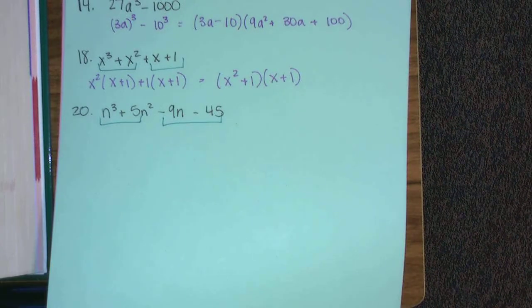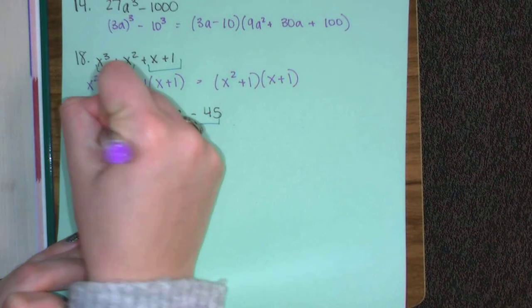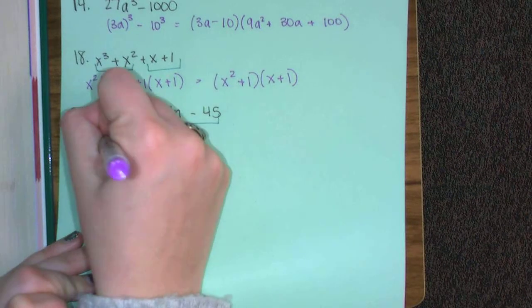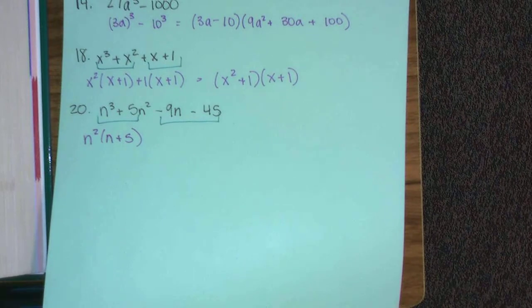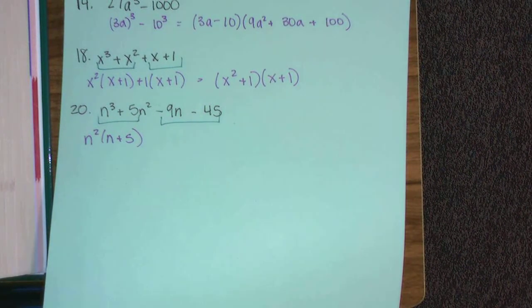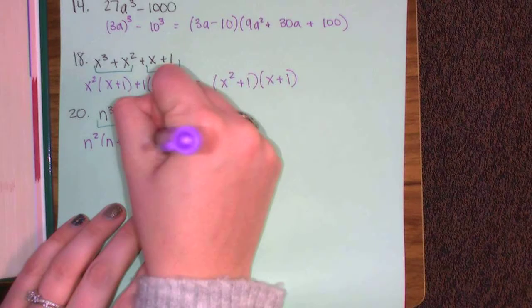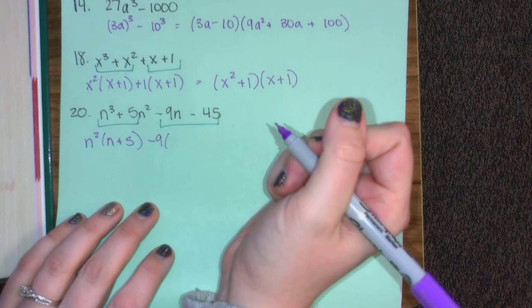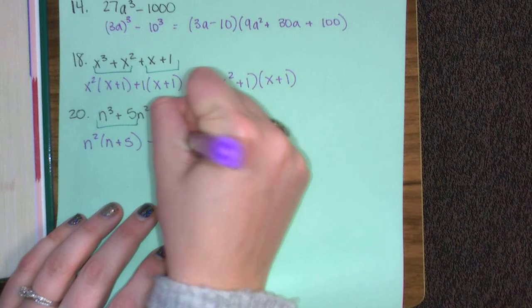All right. On that note, okay, here's the next one. What can I pull out of the first two pieces? Okay, n squared leaving me with what? N plus 5. And then from the second part, okay, negative 9, which leaves me with n plus 5.